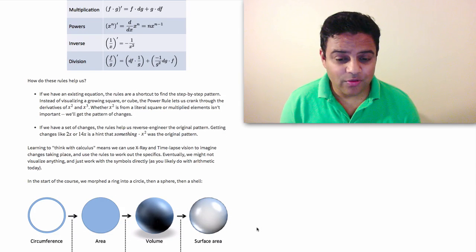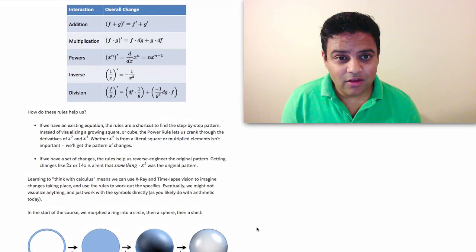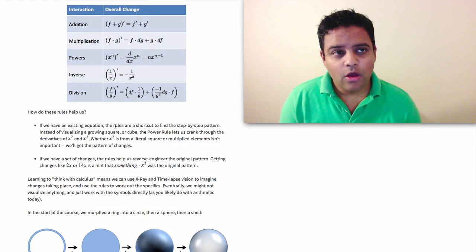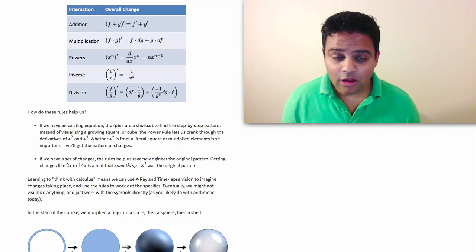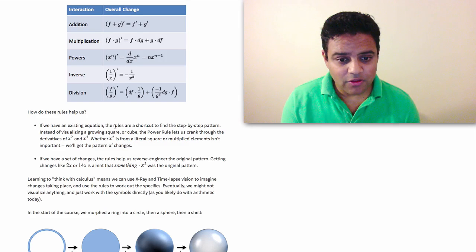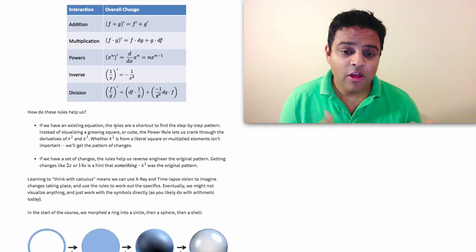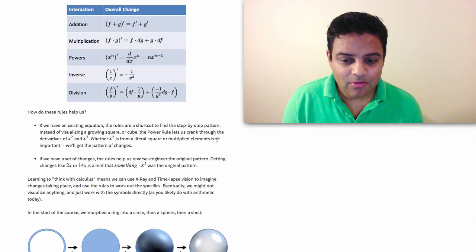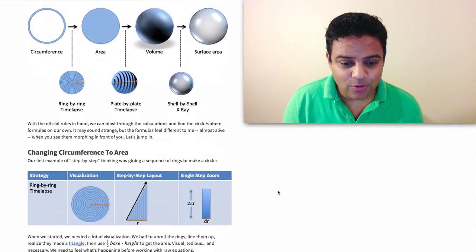The rules help us crank through. Now, the advantage of taking abstract rules like this is that we don't need to visualize everything. It does help to do it, but the rules will work on symbols. So if we can express the shapes as symbols, then we can let the rules do their magic. So let's dive into it.